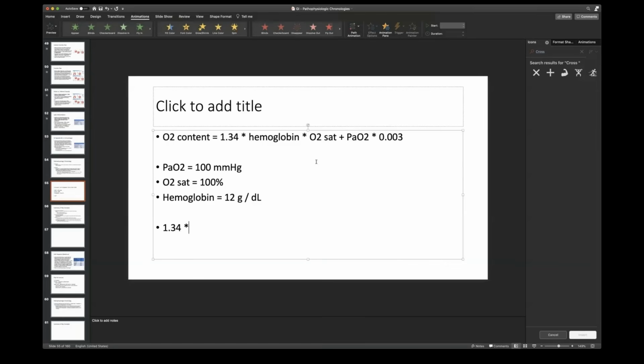So 1.34 times 12 times the sat, which is 100%, so 1, plus the PaO2, which is 100, times 0.003. Let's be very clear, so when you do the math, can you do it so that the terms are separate? The O2 bound to hemoglobin is this term, and the O2 dissolved in the plasma is the second term. So 1.34 times 12 is what? 15-ish? Great. So 15.08. Pretty large number. So what is 100 times 0.003? It's about 0.3.